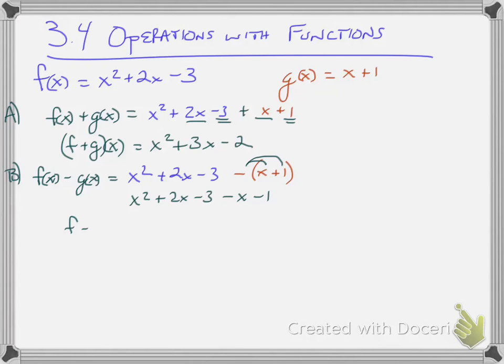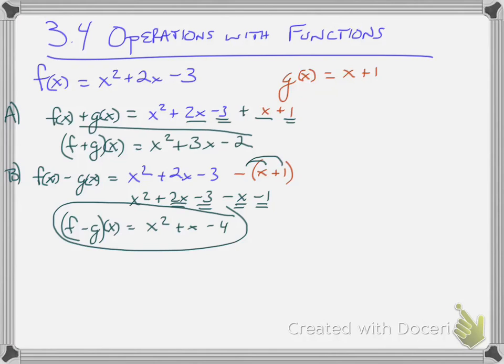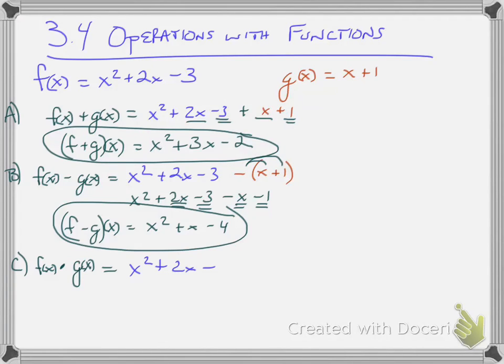So I have f minus g of x is equal to x squared, then positive 2x, negative x becomes x, negative 3, negative 1 becomes negative 4. So we have f of x times g of x, which means we're going to take the f of x function, x squared plus 2x minus 3, and multiply that with the g of x function, x plus 1.